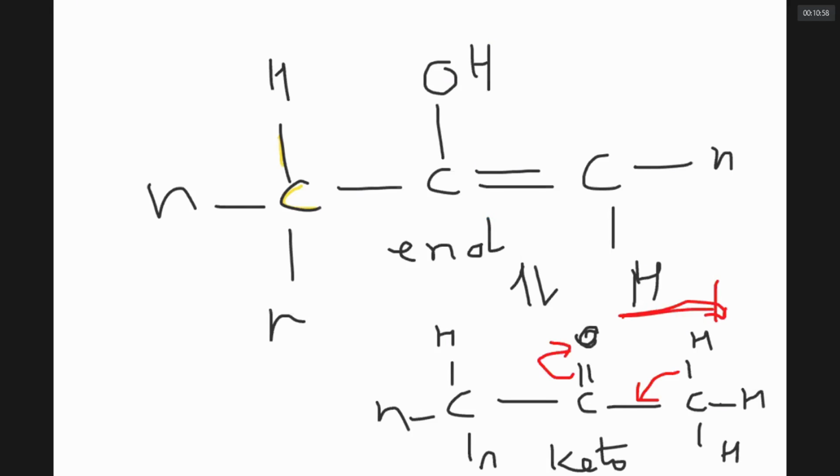So a keto form or enol form, if you look carefully, has two sp2 hybridized atoms linked by a double bond. In this case, carbon and oxygen. In this case, carbon and carbon. Two atoms must be linked by a double bond. Then the atom that has a double bond must have a neighboring atom like oxygen or nitrogen or carbon that has a hydrogen bonded to it. They get interconverted. Can you see that?